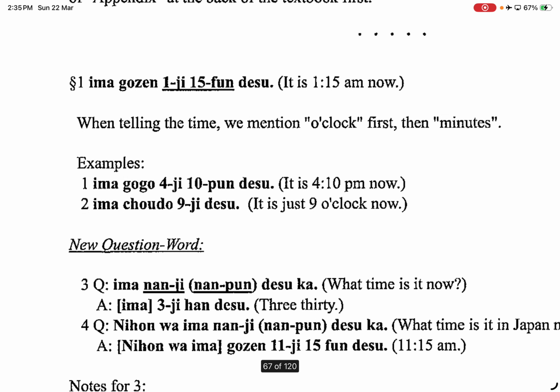So back to the grammar over here. Ima is right now. So when we want to say AM, we will have to add gozen in front of the time to say AM. You can think of it as Chinese, we say 早晨. So we just put the hours in front. So AM 1:15. If you want to say PM, it will be the example number 1, gogo.